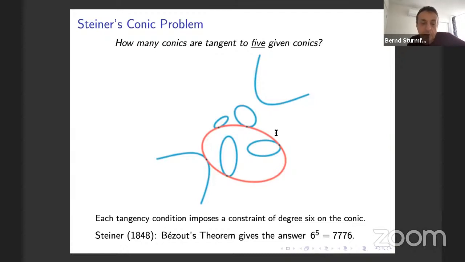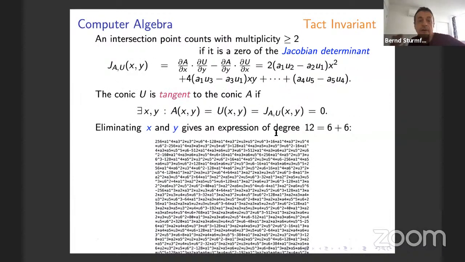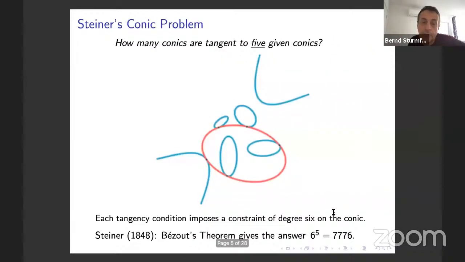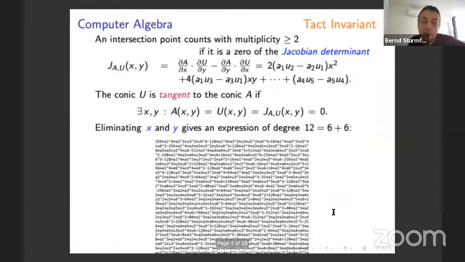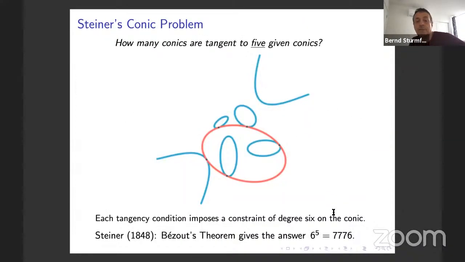Now, each tangency condition imposes a constraint of degree 6 on the conic, right? Which constraint? That constraint, right? So if A is fixed, then the condition on U is this small polynomial of degree 6 in the U's. So the vanishing of this polynomial in the U's says that the red conic U is tangent to the blue conic A. So we have 5 constraints. We also have 5 degrees of freedom, right? Because there are 6 coefficients in specifying a conic.